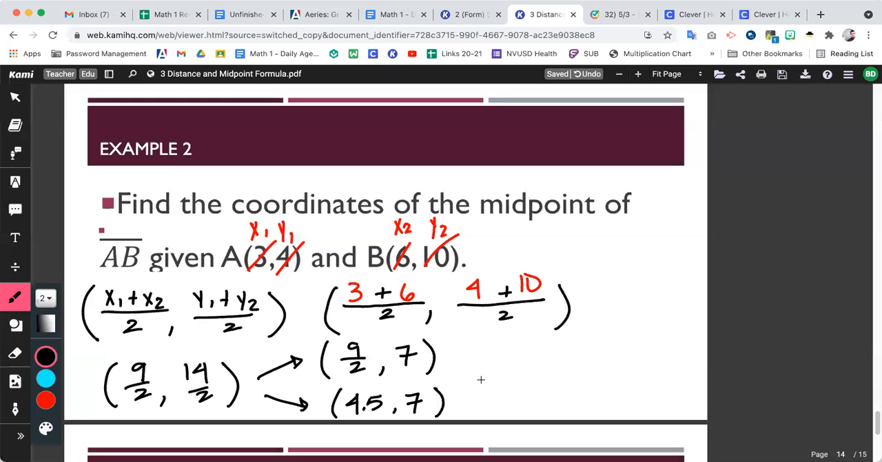So that is today's lesson. You have your distance formula, which is what you use to find the length of the line segment between 2 points, or the distance between 2 points. And you have the midpoint formula, which is what you use when you're trying to find the point in the middle of 2 other points.